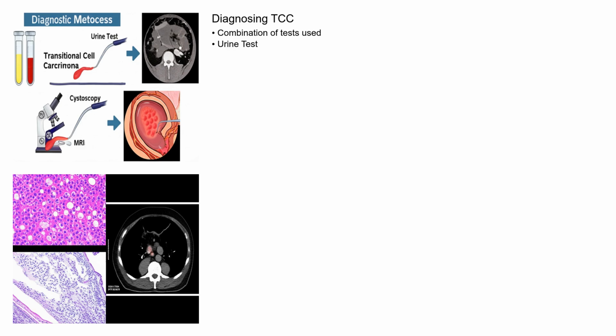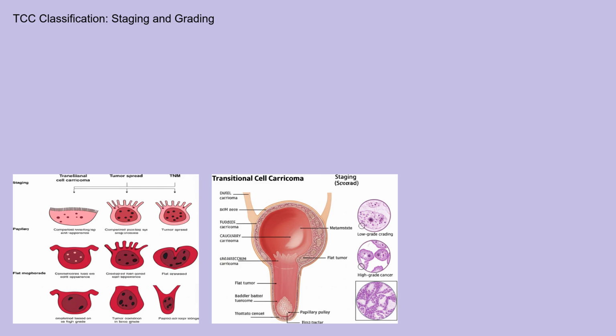TCC is often classified based on how far it has spread, which is called staging, and how abnormal the cancer cells look under a microscope, which is called grading. Staging ranges from stage 0, where the cancer is only in the lining of the bladder, to stage 4, where it has spread to distant parts of the body. Grading ranges from low grade, where the cells look more like normal cells and grow slowly, to high grade, where the cells look very abnormal and grow quickly.